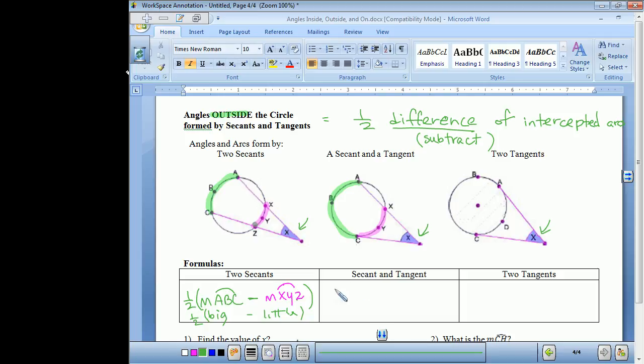Okay, so on this one, it is half the big arc, which once again is still ABC from the way I've lettered these, minus the little arc. And the little arc is still, oh no, this time it's XYC. It shares this point C, so we have C in both of them. But still, it is half the big arc minus the little arc.